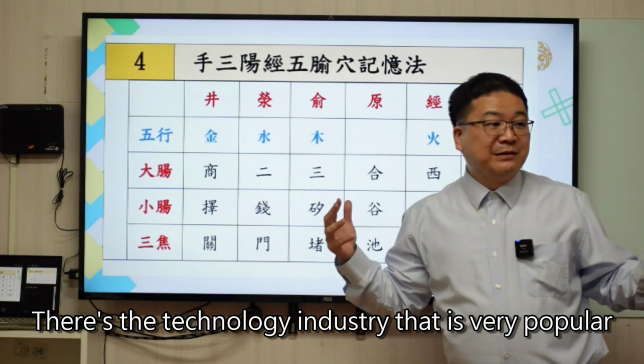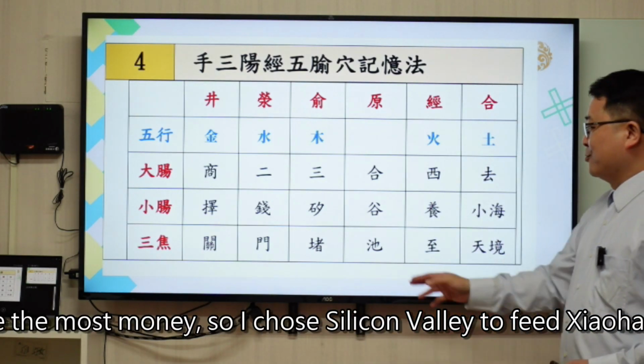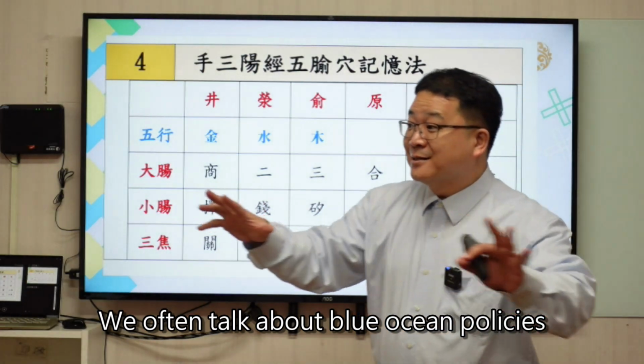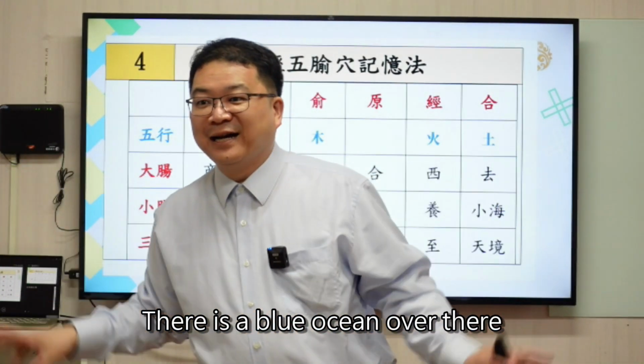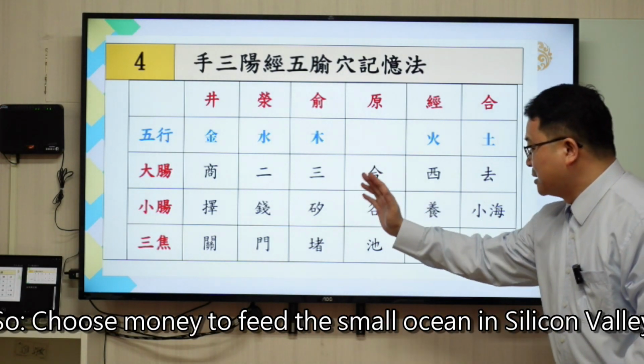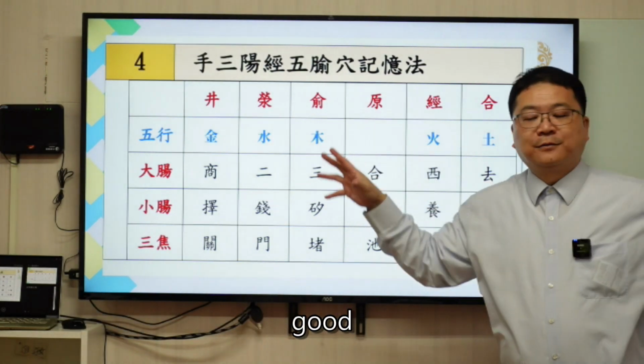There's the technology industry. So where are we going? To Silicon Valley in the USA. There might be the most money. So I chose Silicon Valley to feed Shanghai. What's small ocean? We often talk about blue ocean policies. There is a blue ocean over there. So we are going to run our blue ocean over there. So, choose money to feed the small ocean in Silicon Valley. Let's start small first. Then we get bigger and bigger.